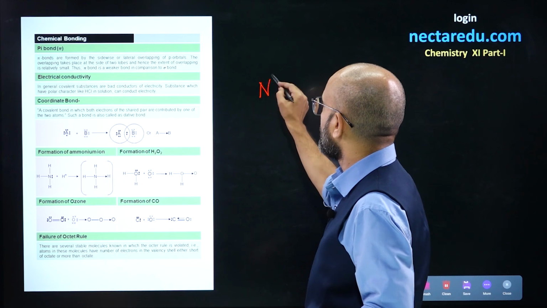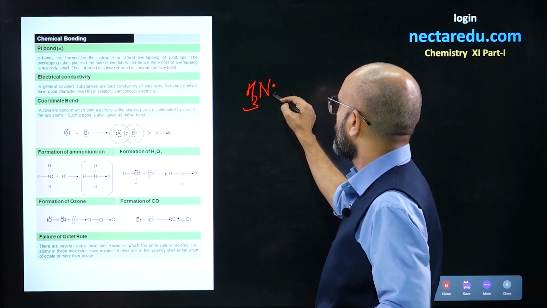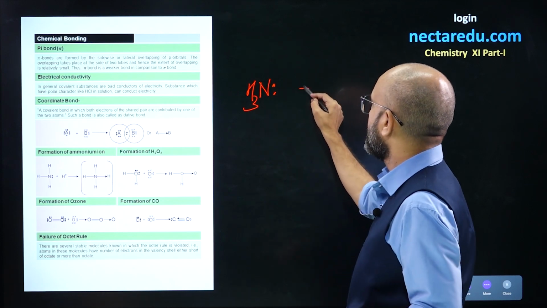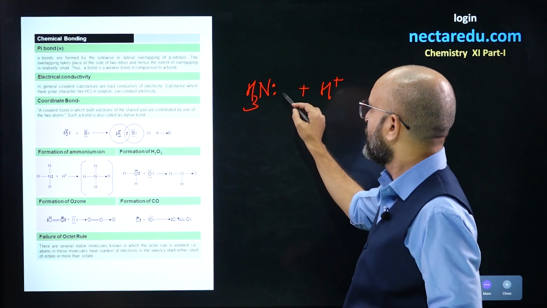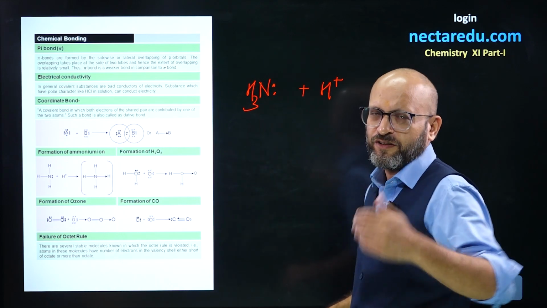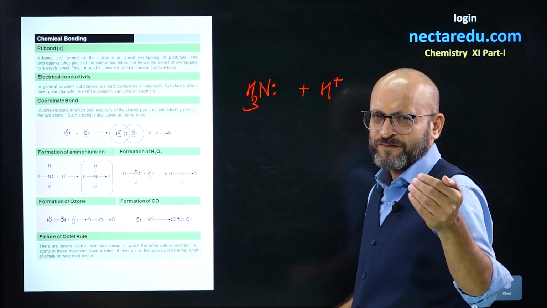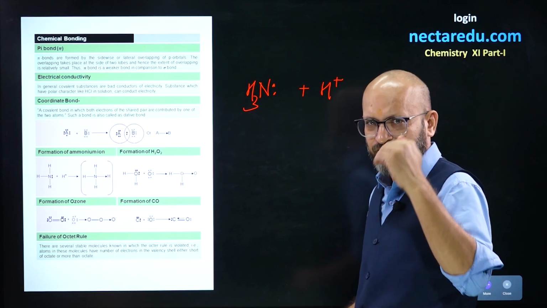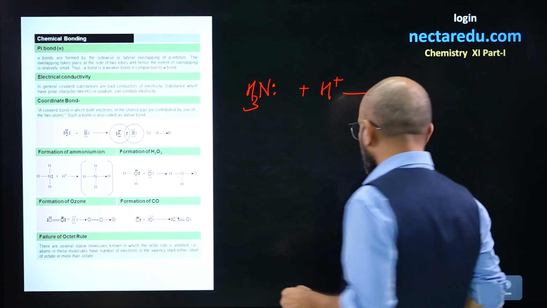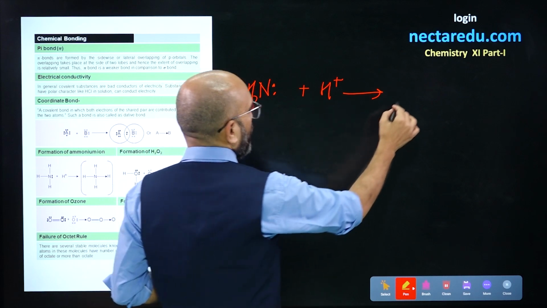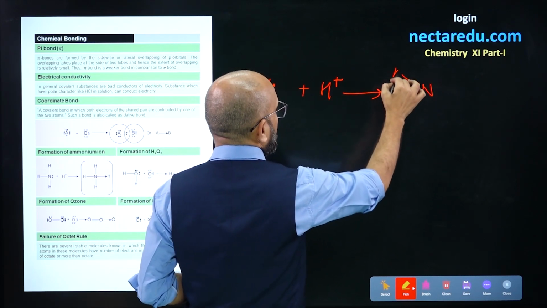ammonia to ammonium formation. Let us say we have an ammonia molecule, NH3, there is a lone pair on N, and then comes H+. H+ says to N, you have an extra lone pair, can you give me? So, nitrogen says, okay, you are coming to me, I will definitely help you. So, this nitrogen forms a coordinate bond with this H. So, it is like this.